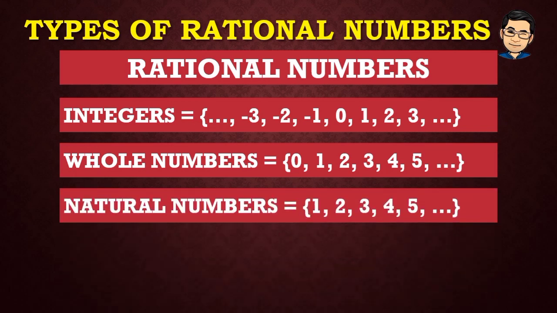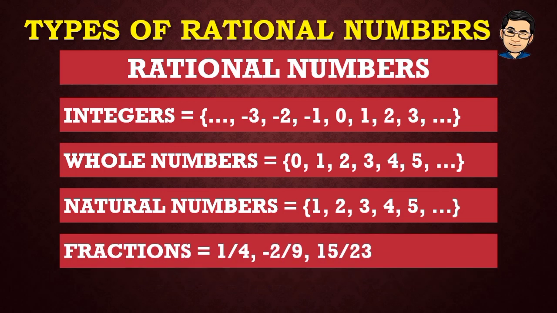Okay? And then, the natural numbers, or what we call counting numbers. We start counting with the number 1, then 2, 3, 4, 5, and so on. Again, negative integers as well as 0 are not classified here. And of course, fractions. Examples of fractions: 1/4, negative 2 over 9, 15 over 23. You can see that the 1 is the a, the numerator, and 4 is the denominator. Therefore, fractions are considered as rational numbers.